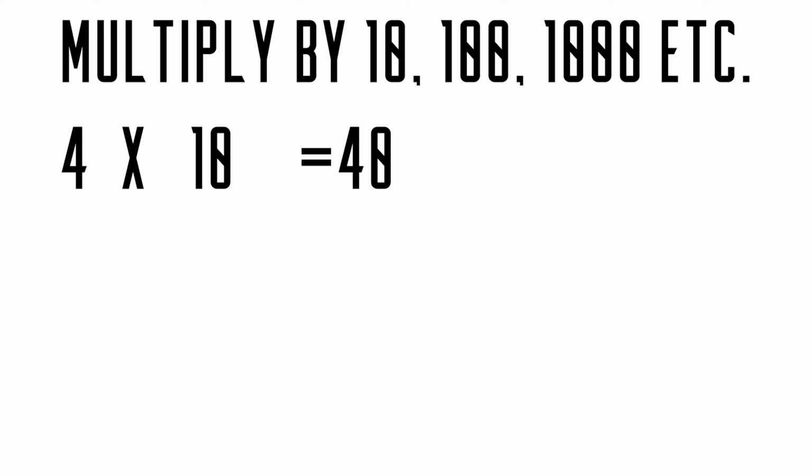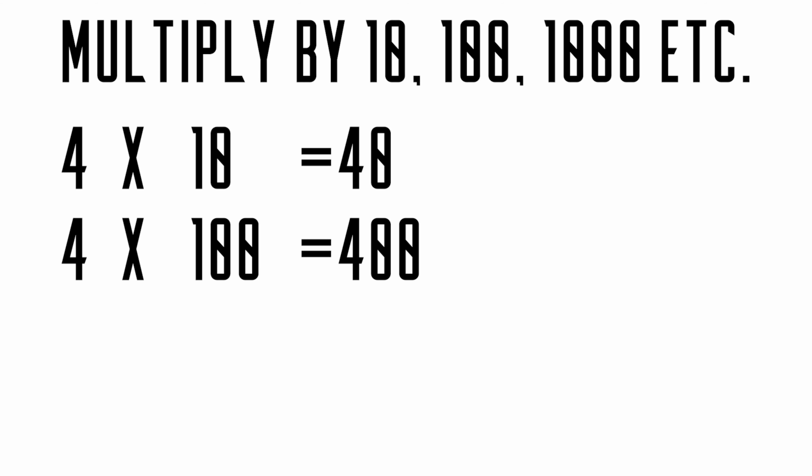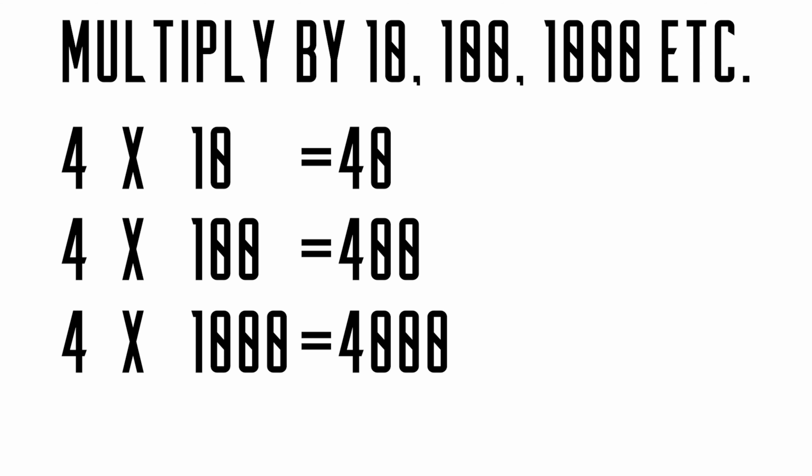Now, if we multiply 4 by 10, we get 40. If we multiply 4 by 100, we get 400. If we multiply 4 by 1000, we get 4000. And we can see a pattern emerging here.